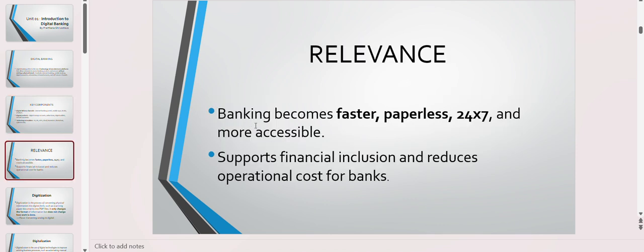Now, the benefits of digital banking. Because of digital banking, banking becomes faster, paperless, and 24 into 7 instead of just working hours, and it is more accessible to everyone. Now, it supports financial inclusion and reduces operational cost for banks. So what does financial inclusion mean? It is a very social term, which means that everybody should be included in the finance of the economy.